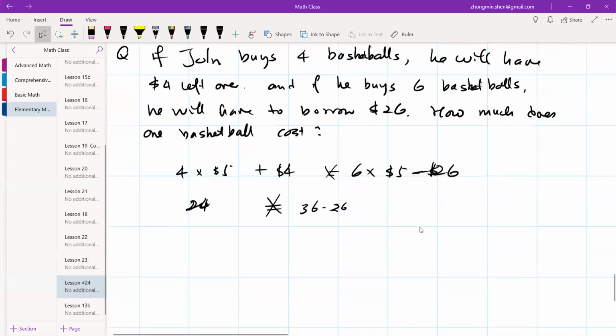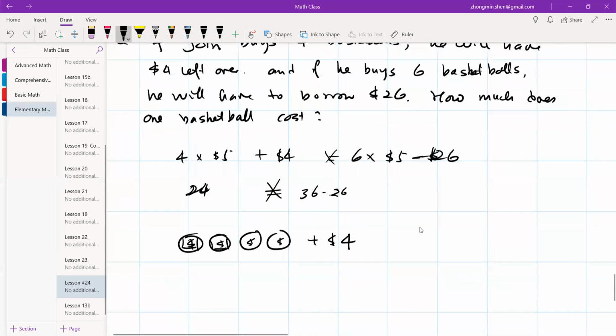Yeah, we know 4 basketballs. We don't know how much money, right? So let's put 4 basketballs. Okay. So the total, you don't know the dollars, right? How much money does John have? That is the total money he has, but we don't know how much. He has money equivalent to 4 basketballs plus $4.